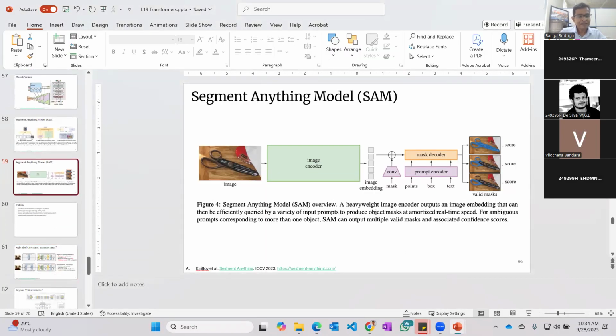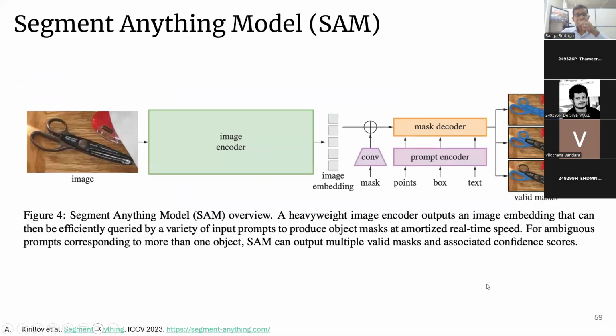Segmentation model overview: a heavyweight image encoder outputs an image embedding. This is the image embedding, which can then be efficiently queried by a variety of input prompts. So you can see it can be a point, box, text, or mask. So this has an encoder and then the mask decoder, and combined with this, it will produce the mask. For ambiguous prompts corresponding to more than one object, SAM can output multiple valid masks and associated confidence scores.